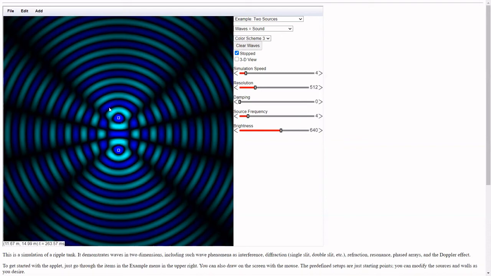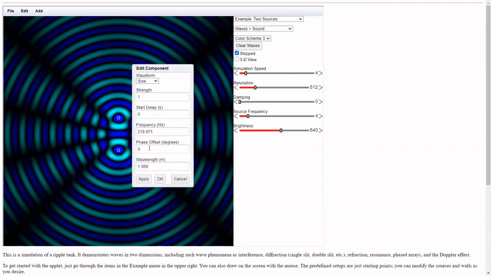How about this? Let's think of the blue sections as peaks and the light blue sections or cyan as valleys. So you've got a peak coming out of both sources at this moment in time. But I can right click on one of the sources, go to edit, and add what they're calling a phase offset. And they'd like the phase offset in degrees. So if I want these to be out of phase by pi radians in time, that would be 180 degrees in time.